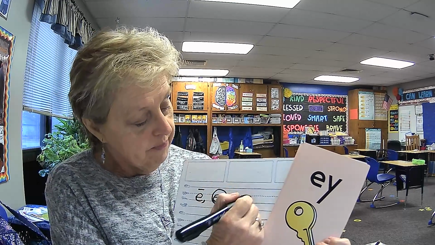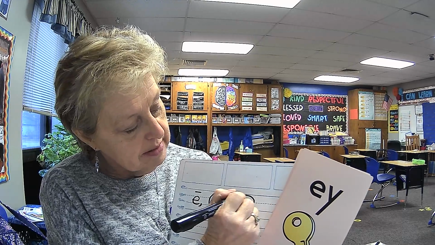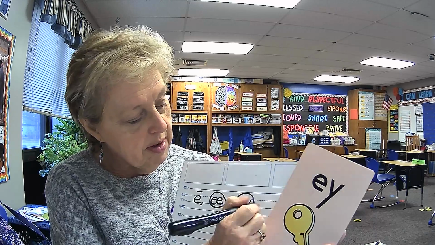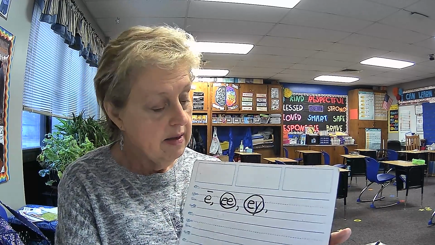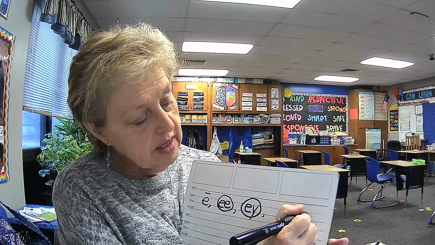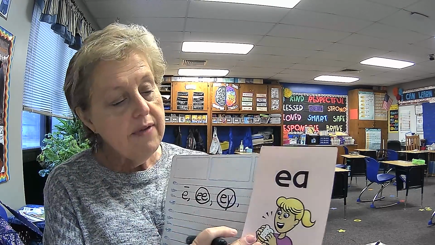We have EY, key, E. And let's circle that because it is also a double vowel. And put your comma. We have E, Pete, E, E, consonant E. And we have E, A, eat, E.